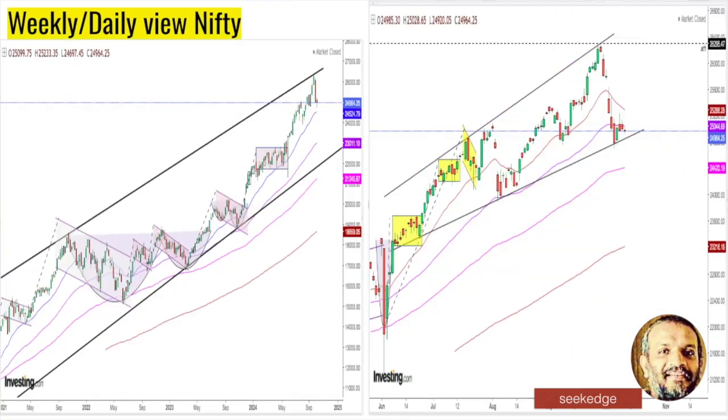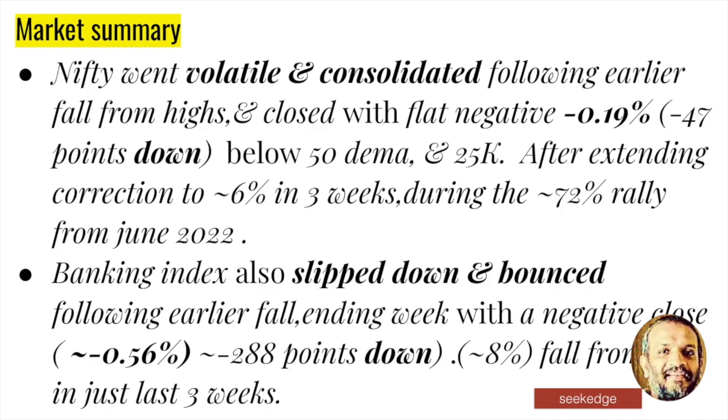Let's just get a summary. So the market went volatile and consolidated in the previous week and closed flat to negative for Nifty. It is still below the 50 exponential moving average and still closed below 25k. Remember, we had only a 6% correction in 3 weeks, and it's a rally of 70% that we're talking about from the June 2022 low.